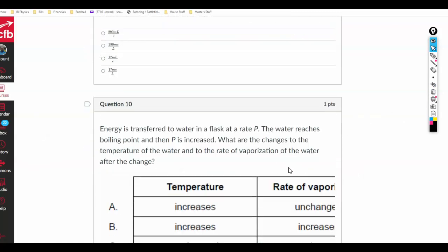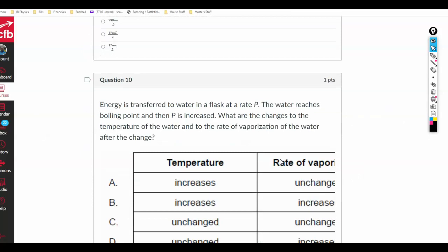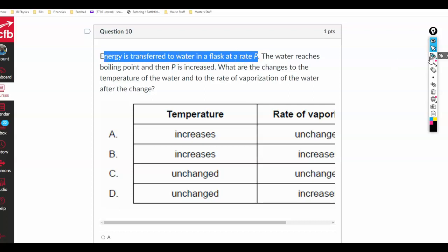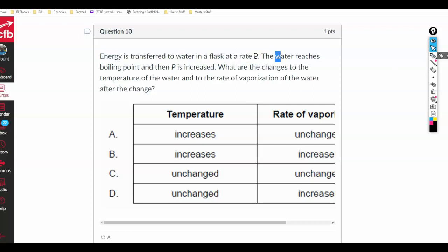Okay, question 10. Energy is transferred to water in a flask at a rate P. The water reaches boiling point and then P is increased. What are the changes to the temperature of the water and to the rate of vaporization of the water after the change? Okay, so let's see. Energy is transferred to water at a rate P. Okay, the rate at which energy is transferred is power. That's why they're calling it P, by the way. Rate of energy is power.